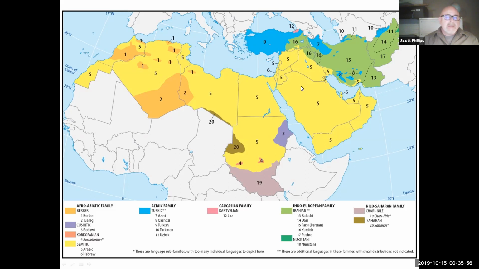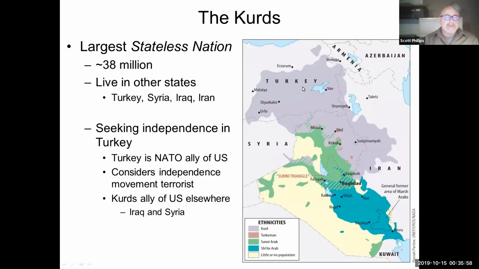So these folks are called the Kurds. And the Kurds are the largest stateless nation. They're a group of tens of millions of people, but they don't have their own country. Instead, they live in parts of other countries. The Kurds live in parts of Turkey, parts of Syria, and if you've been watching the news recently, these are the people that are being attacked by Turkey. You also have large groups of Kurds in northern Iraq and also in parts of Iran.